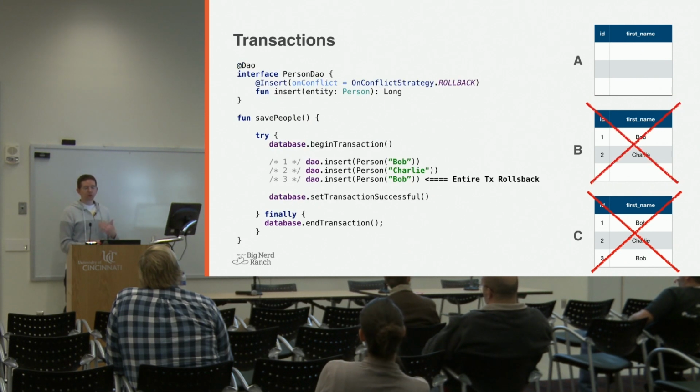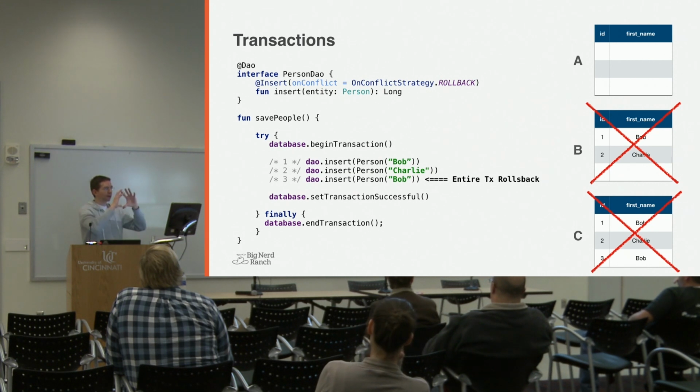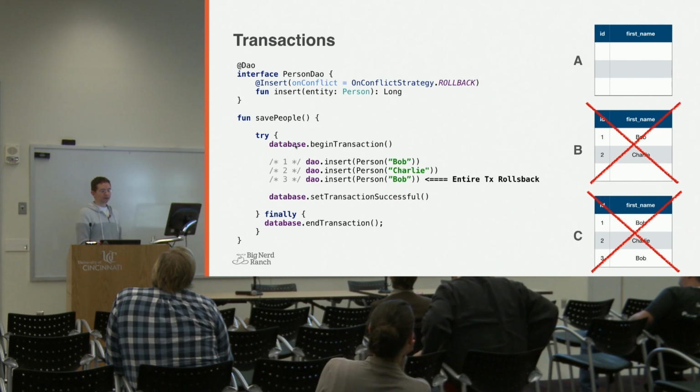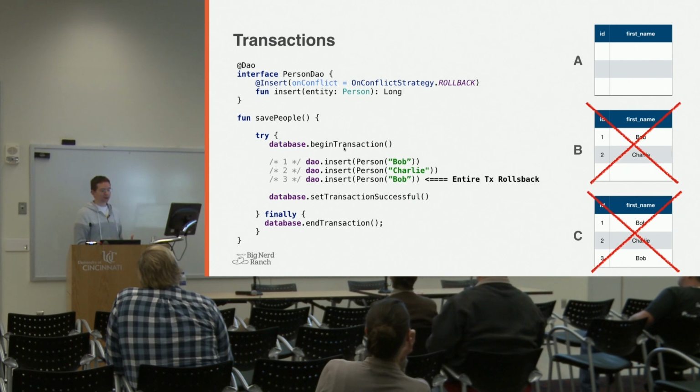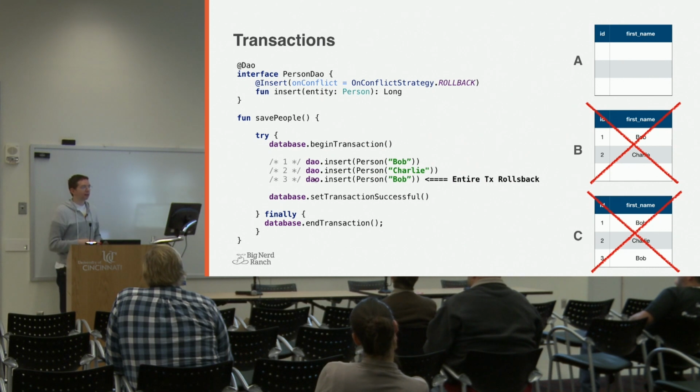So if you want option A, which is what we should want as any good database developer who wants an atomic transaction, there are two options. I'm going to show you the first option that has more control, but it's a little bit more verbose. You can get a handle on the underlying database and actually begin a transaction. When it's successful, you set that transaction successful, and then you end that transaction at the end. These things in the middle just participate in that other transaction, so they don't have their own separate one.